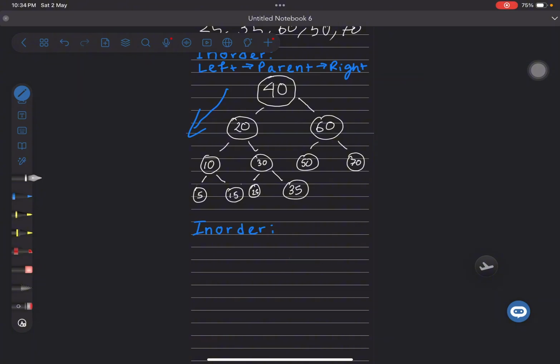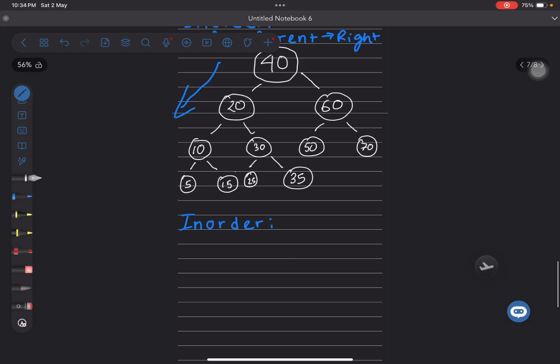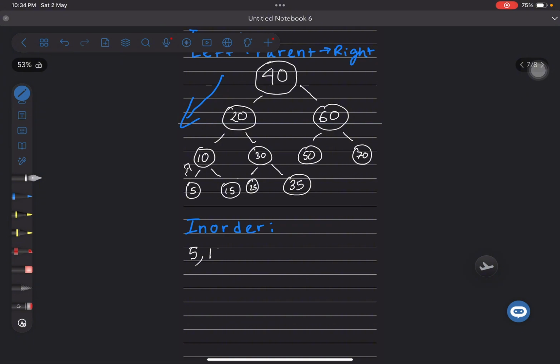So we go to the absolute left, right? We start with 40. What is the left? 20. Left 10. What is the left? 5. So what comes first? 5 comes first. Now, is there any more left? No. So what do? We go to the parent. Who is the parent of 5? It's 10. And then what do? We go to the right side, which is only 15.